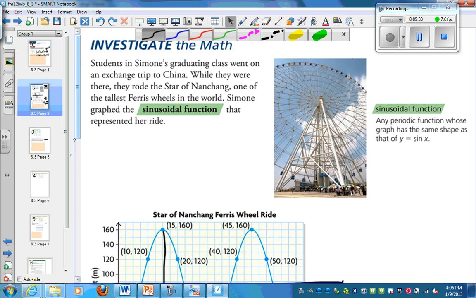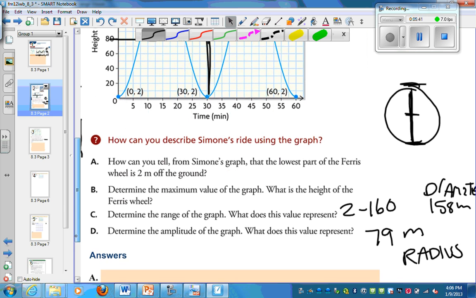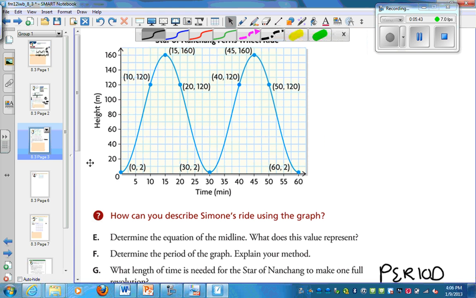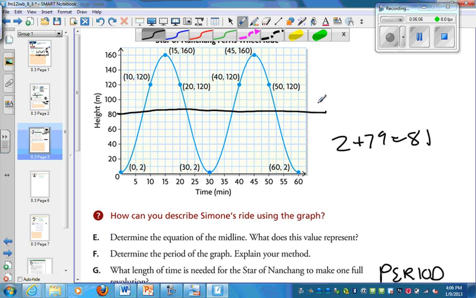Well, we knew that our amplitude was 79. So we know we have to go 79 units up, and from the base we go up 79 and then another 79 to get here. So if we just went 2 plus 79, we would get 81. That would be the equation of the midline right there. Okay, and then 81 plus another 79 should give us 160, which it does. So that's a good little check.